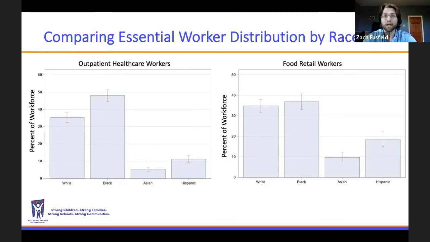In food retail, on the other hand, it actually seems that Asians and Hispanics are slightly overrepresented, while white and Black populations are slightly underrepresented. And so when using jackknife estimation to look at the proportion of the workforce that each race contributes to each essential worker category, we found that even with relatively small sample sizes, such as in certain categories among Asian and Hispanic workers, we were still able to establish relatively tight confidence intervals, and certainly tight enough that it felt appropriate to include all in comparing across populations.